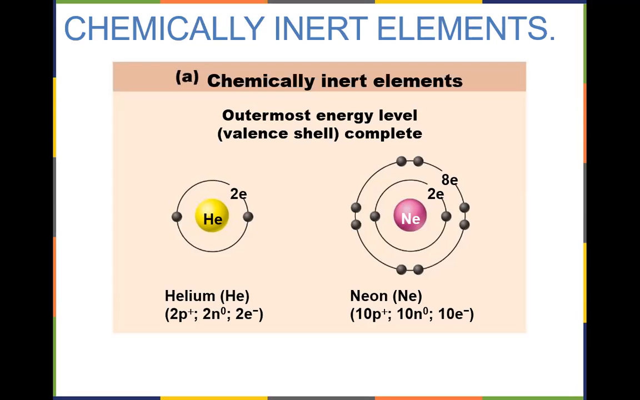Directly below neon on the periodic table is argon. Argon has an atomic number of 18. 2 in its first shell, 8 in its second shell, 8 in its third shell. Again, argon is non-reactive. We call these the noble gases. And on the periodic table of elements, they're on the far right-hand side, totally unreactive because their shells are filled and they're stable.